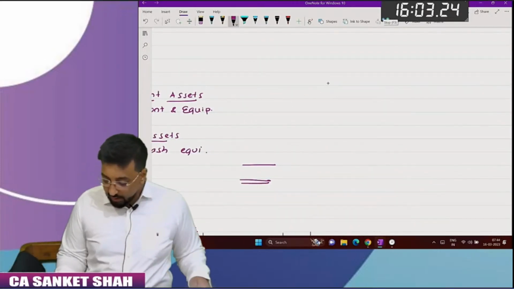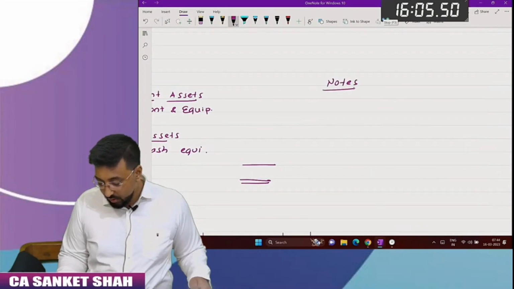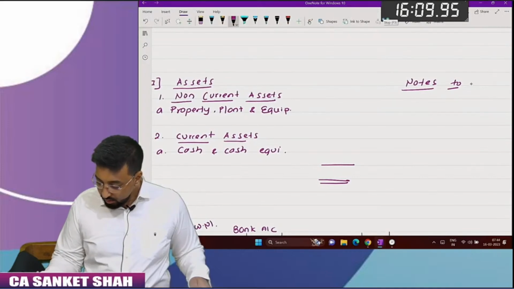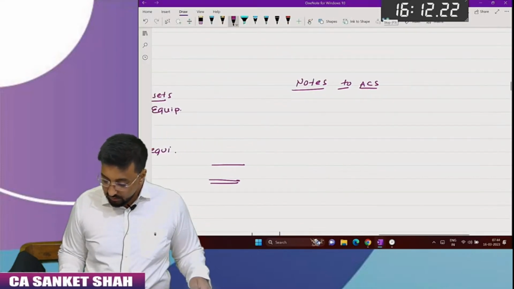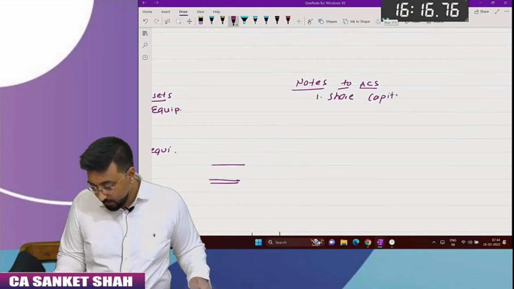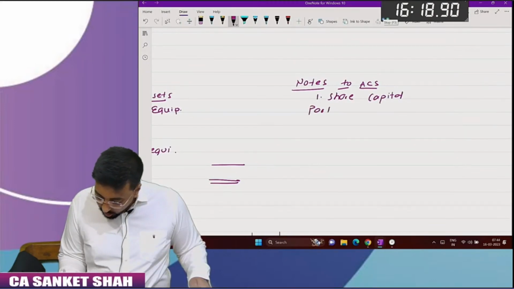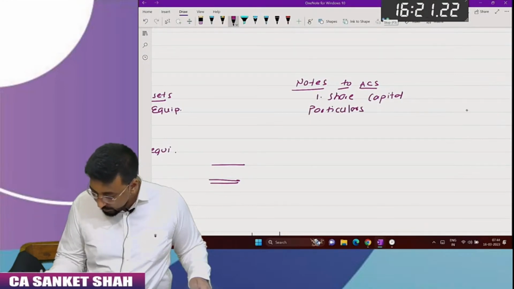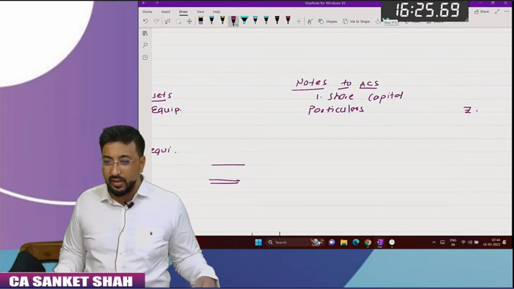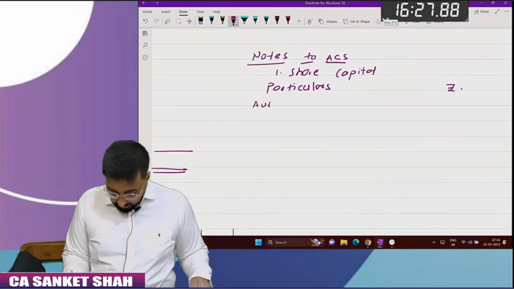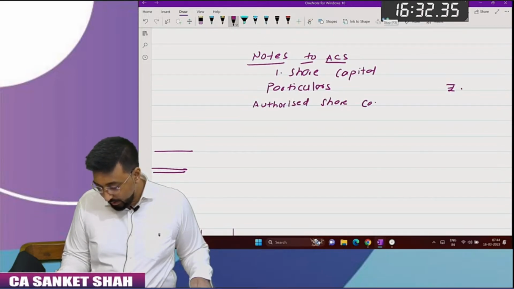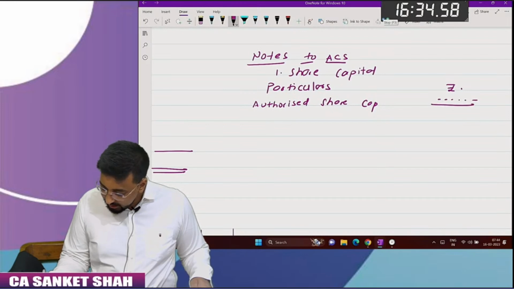Then below that, write down notes to accounts. One, share capital. Particulars, rupees. Only share capital and reserves and surplus, no other accounts are needed. Authorized share capital, dash, dash, dash, dash. Double underline.